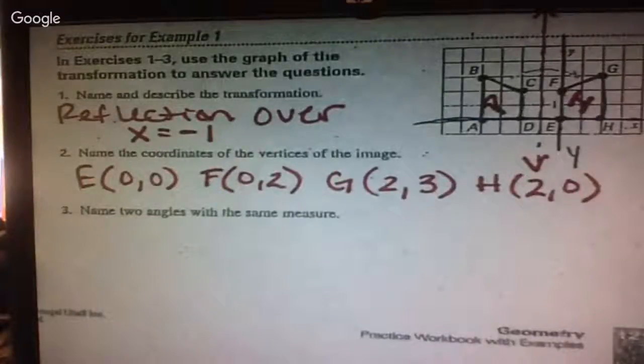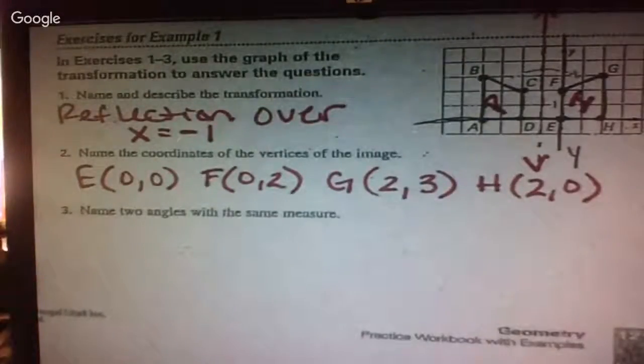How did you find G again? So here's your origin here. G is 2 to the right and up 3. So 2 in your x, 3 in your y. How was the reflection over x equals negative 1? The reflection over x equals negative 1.